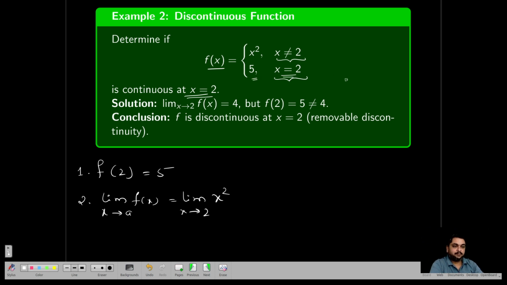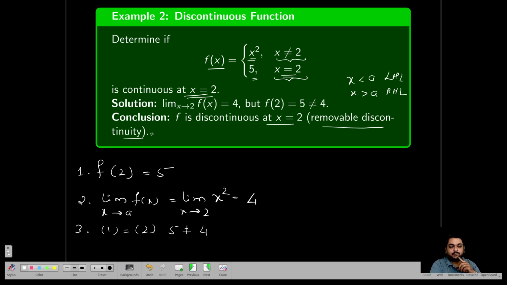But when I say approaches, x can be less than A or x can be greater than A, that is the left hand limit and right hand limit. So I have to consider the not equal to case. So this will come to be 4. Both LHL and RHL exist and are equal to 4. Now the third condition is that both should be equal. f of 2 should be equal to the limit, but I got 5 is not equal to 4. Therefore, it is discontinuous at x equal to 2. This is called a removable discontinuity. We will see shortly what we mean by this.